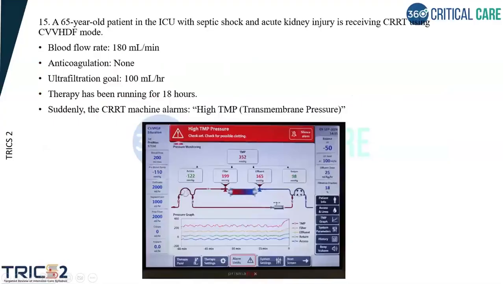And the last one here is your CRRT alarms. Okay, so all the alarms of the CRRT you should know. At least one question is most expected from these alarms.